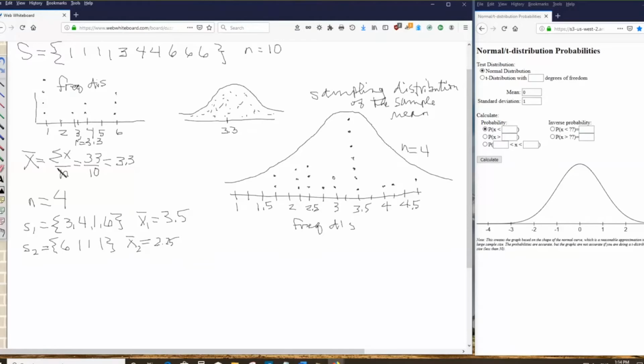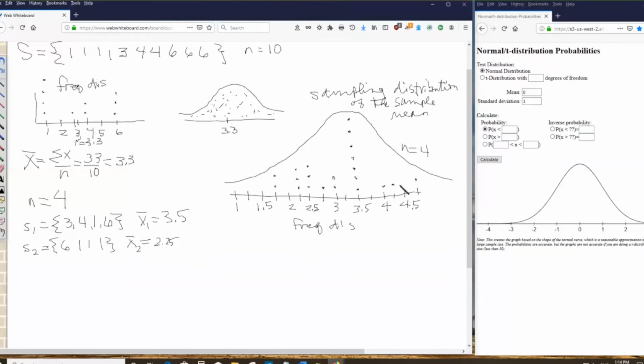So this is basically what they're talking about, just so that you have a visual. What it's saying is that right now we have 10 numbers, with a sample size of 4, so as this sample size increases, this is going to look more and more like a normal distribution. Okay.